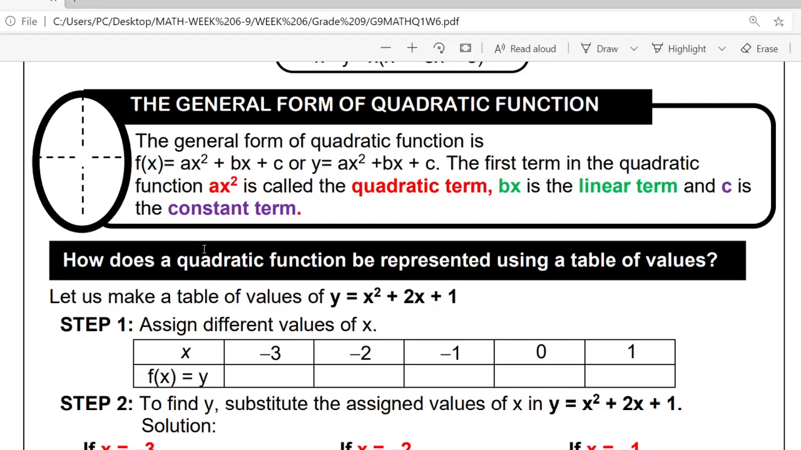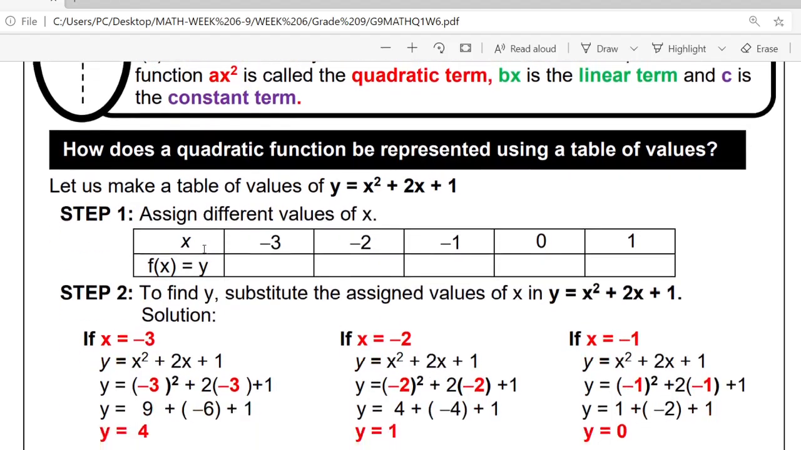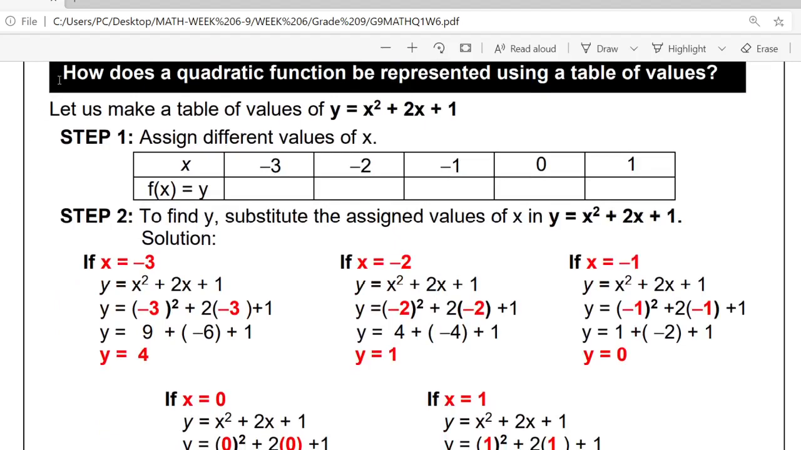How can a quadratic function be represented using a table of values? Let us make a table of values of y equals x squared plus 2x plus 1. In step 1, we're going to assign different values of x. You can let this be negative 3, negative 2, negative 1, 0, 1. But you can assign any number or any values for x. You can start with 0, or 3, 4, 5, 6, 7. But from this example, it started with negative 3, negative 2, negative 1, 0, 1.